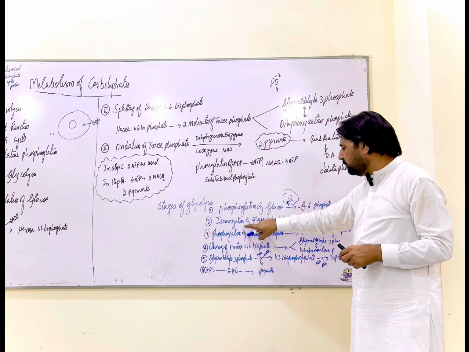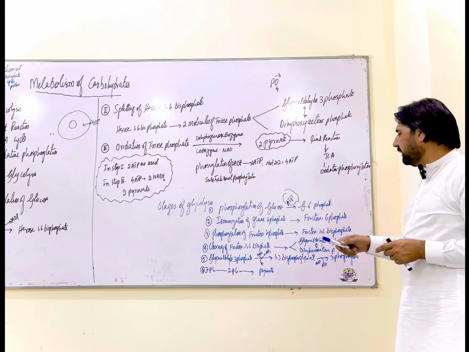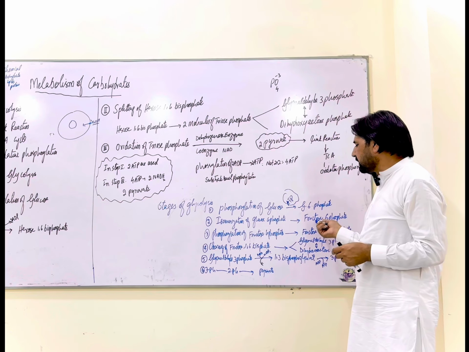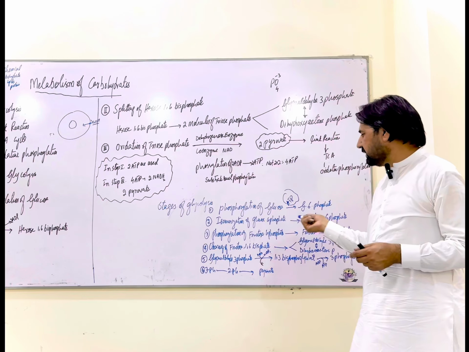The next step is isomerization of glucose 6-phosphate to fructose 6-phosphate. Glucose and fructose are isomers of each other. The definition of isomers is that they have the same molecular formula but different structural formulas.